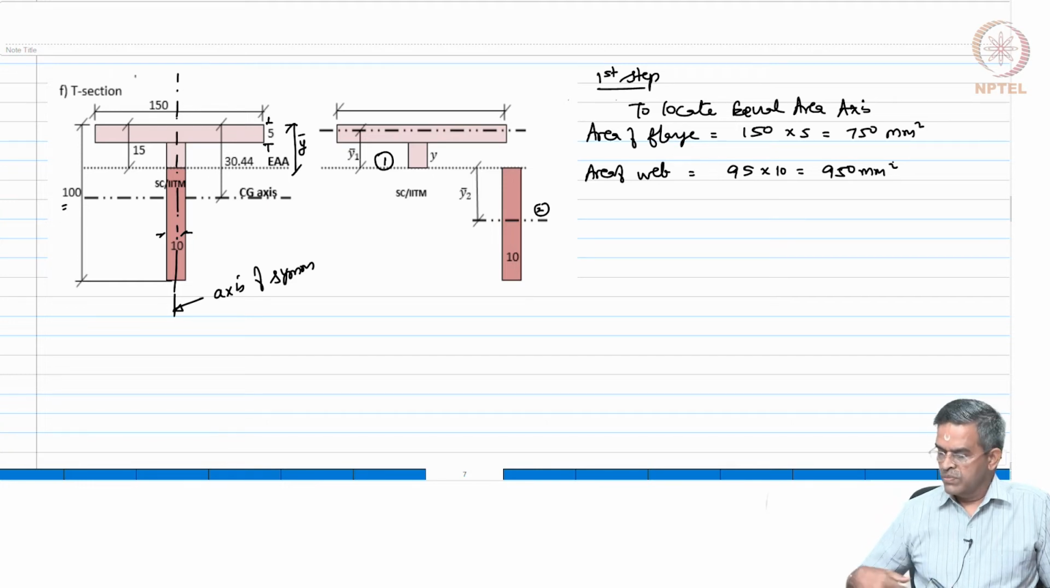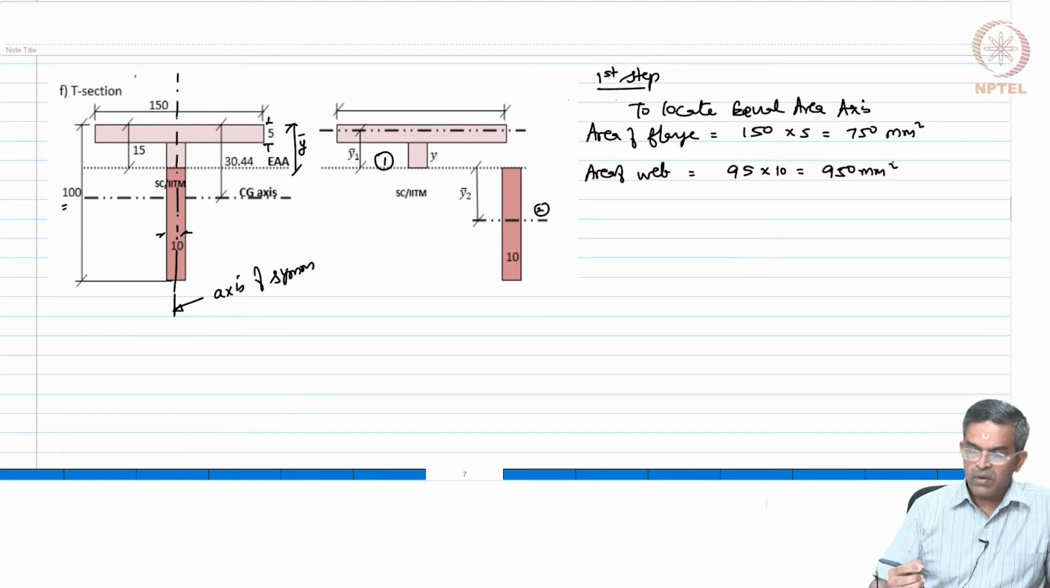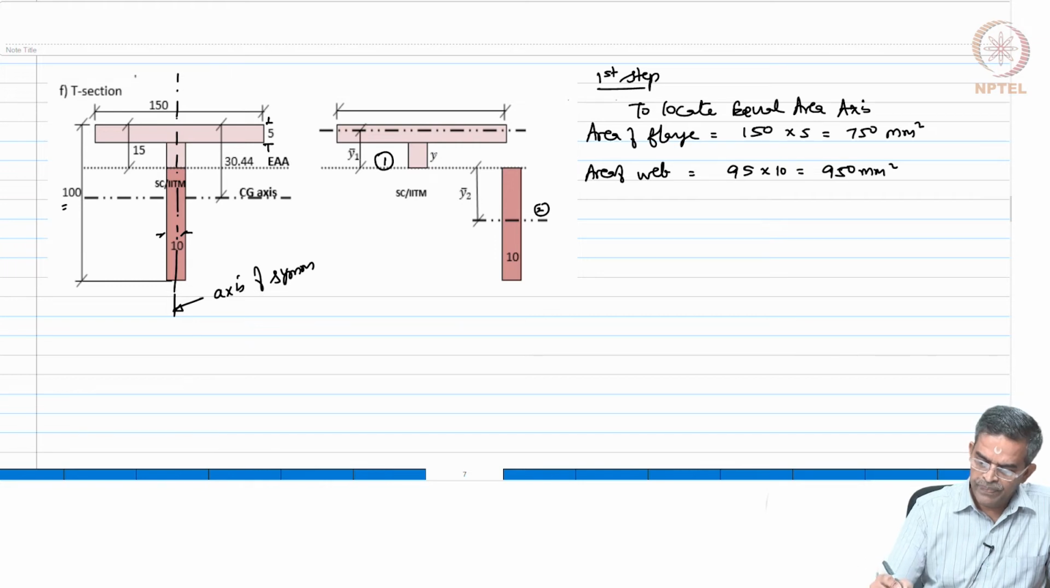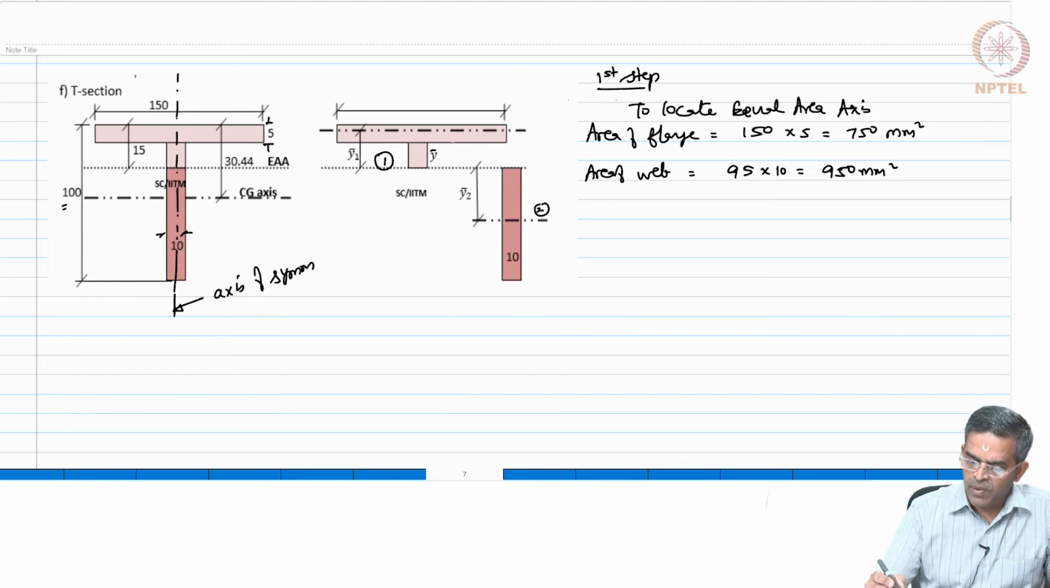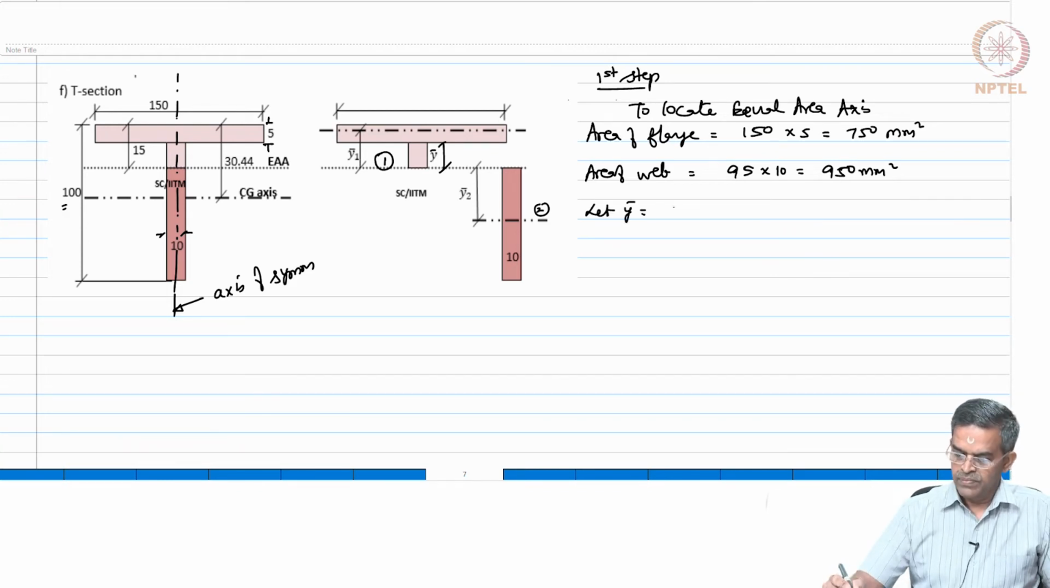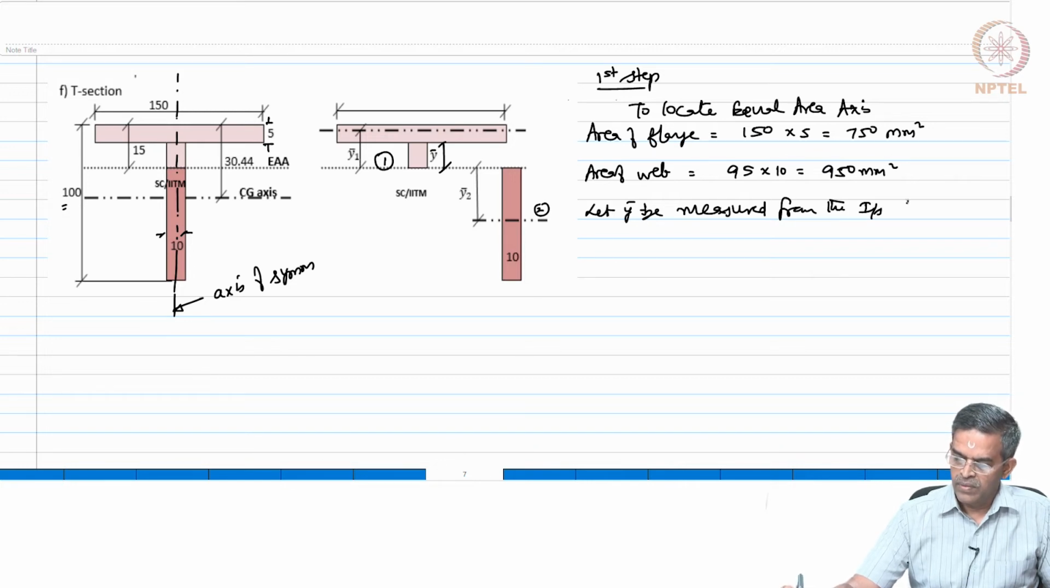So, we have to find out this distance y bar now, which is measured from the, okay, let us mark y bar like this, not here, let us mark y bar here. Let us mark y bar, which is going to be from the flange web junction. Let us say this is my y bar. Okay, let us do this. So, let y bar be measured from the intersection of flange and web.